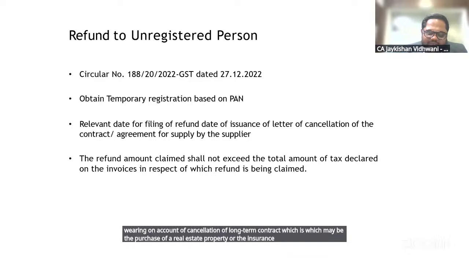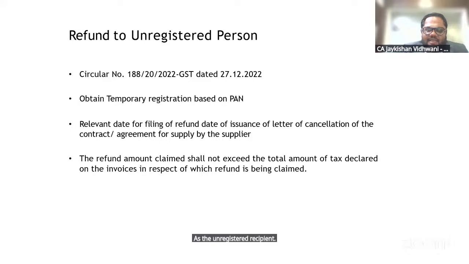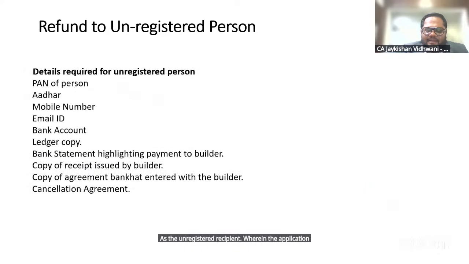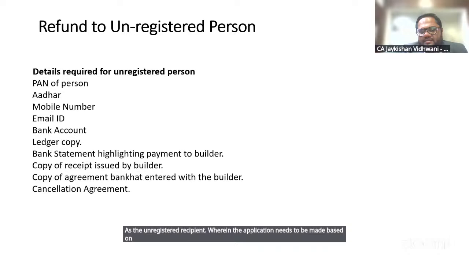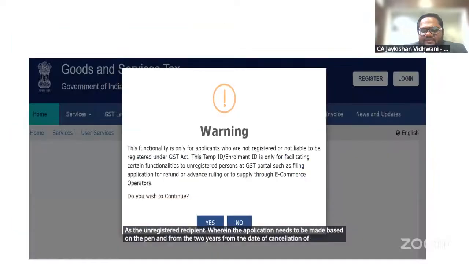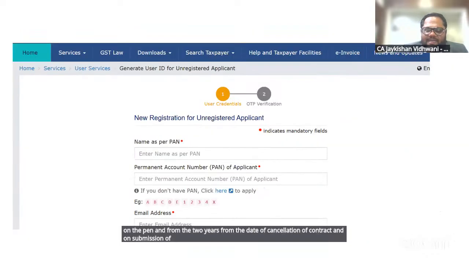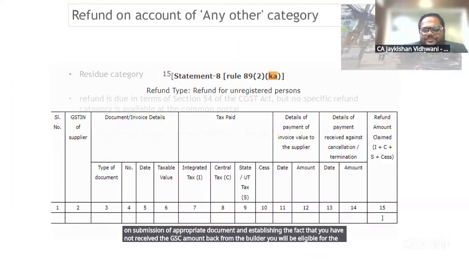If you are eligible for refund and the builder is only giving you the basic amount, then you can very well claim as an unregistered recipient, wherein the application needs to be made based on the PAN and within 2 years from the date of cancellation of contract. On submission of appropriate documents and establishing the fact that you have not received the GST amount back from the builder, you will be eligible for the refund.